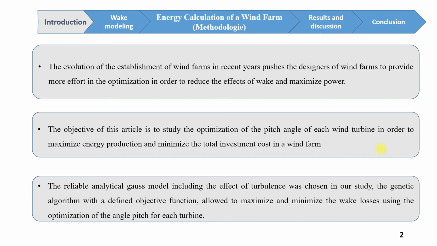The objective of this article is to study the optimization of the pitch angle of each wind turbine in order to maximize energy production and to minimize the total investment cost in a wind farm. The reliable analytical Gauss model, including the effect of turbulence, was chosen in our study. The genetic algorithm with a defined objective function allowed us to minimize the wake losses using the optimization of the pitch angle for each turbine.